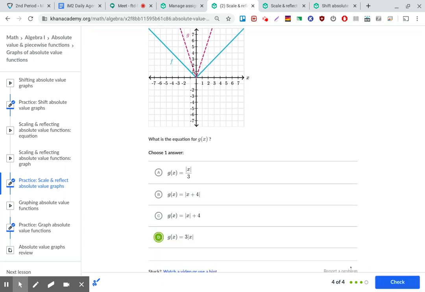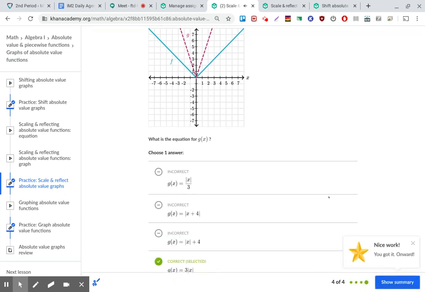I have a question, Mr. Quinones. Yeah, what do you got? For the shifted absolute value graphs, I'm stuck on a problem. Yeah, I'm going to see if I can present it. Yeah, definitely. This is really cool. Let's see. Oops, wrong button. It's okay. The more we do this, the better we get at it, by the way.